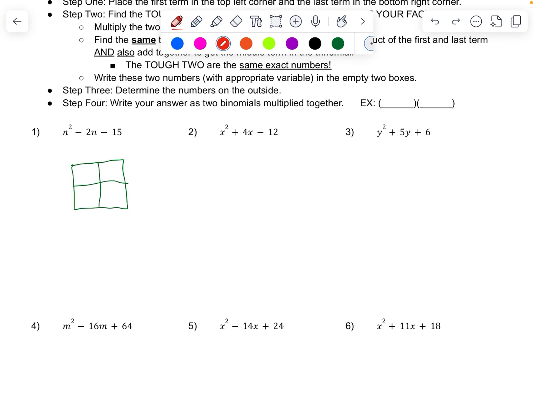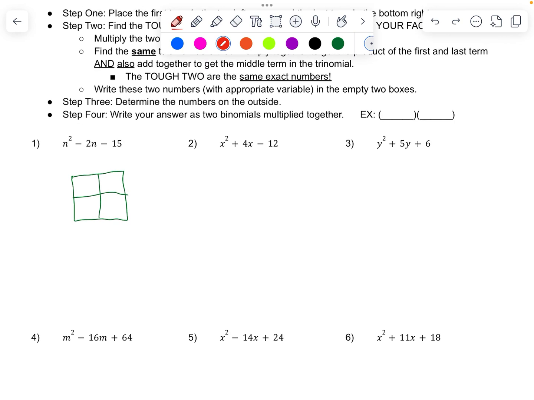So here, the first term will always go in the top left box. My first term is n squared. My last term will always go in the bottom right box. And then we're going to have to remember when we did those Tough 2 worksheets where it had to multiply together to be a certain number and then add together to be a different number. That's what we're going to think of. This middle term right here that I'm circling, actually, I'm going to go back. We need to multiply these two numbers.